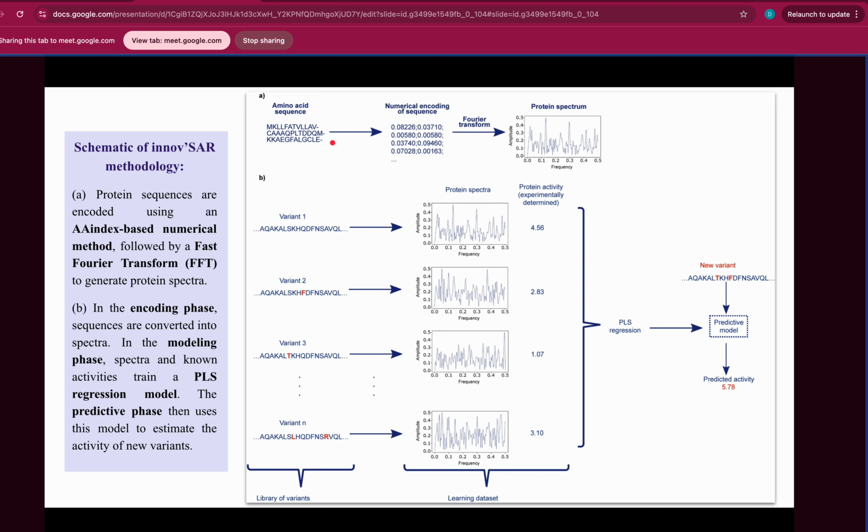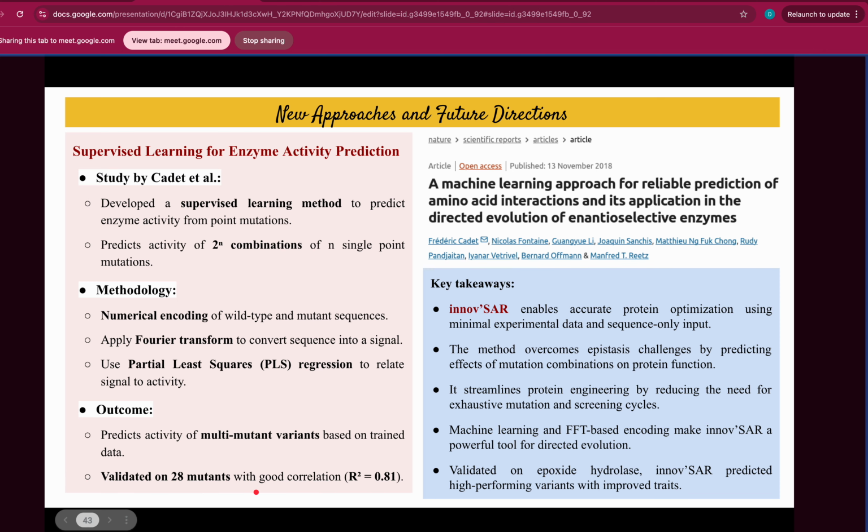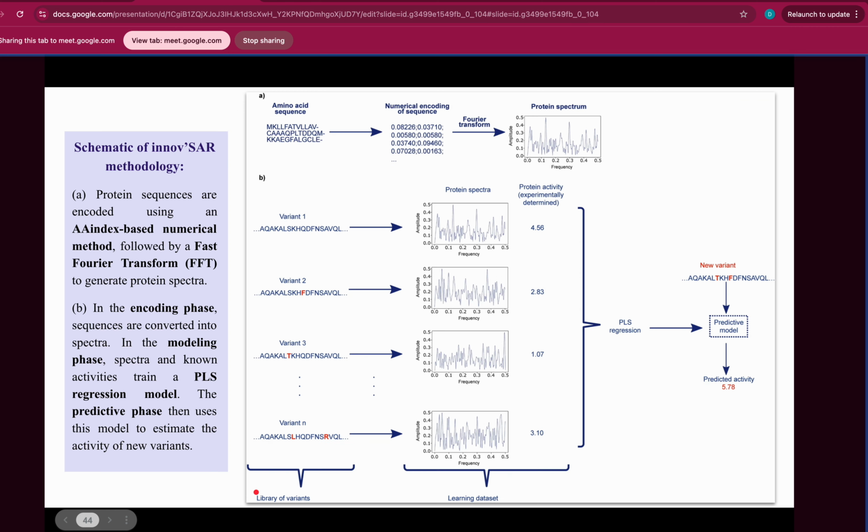So they have the amino acid sequence, and this is the numerical encoding of this sequence. They have performed Fourier transformation for the protein spectrum. They have multiple such variants, and they are now seeing the protein spectra, the frequency versus the amplitude. So they are comparing the protein activity with the mutants, and then they are selecting those variants which will increase the activity. So with this, they have identified a total of 28 such mutants which are giving increased activity.